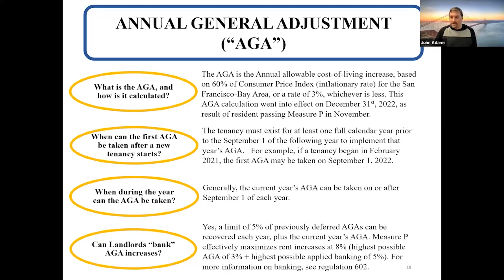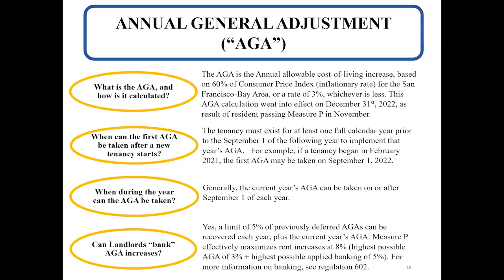If the landlord had 9% of deferred rent increases or 9% banked, then the landlord may apply up to 5% of that 9% bank. Si el propietario tenía 9% banqueado o guardado en el banco, el propietario solamente sería permitido aplicar 5% de lo que banqueó. This would mean that the rent increase for that year is 8%, 3 plus 5, and that the landlord would have 4% remaining in their bank that they could apply the following year.